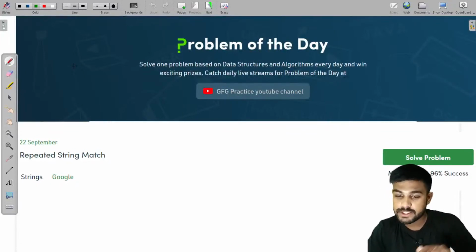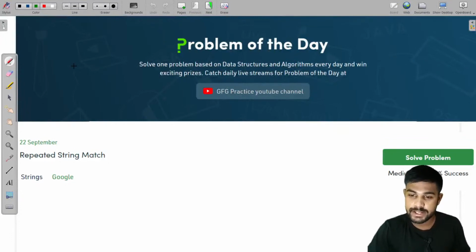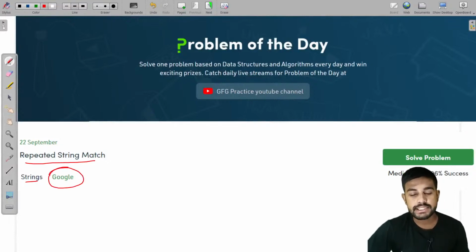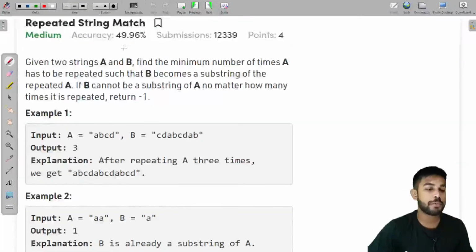Okay, so we have 6 people joined. We won't be wasting any time further. We would be starting off. Today we would be doing yesterday's problem of the day, that is repeated string match. This is a string question and this question came in Google. This has a success percentage of around 450%. This is a medium level problem. So let's now move to the problem statement and understand what it is trying to tell us.